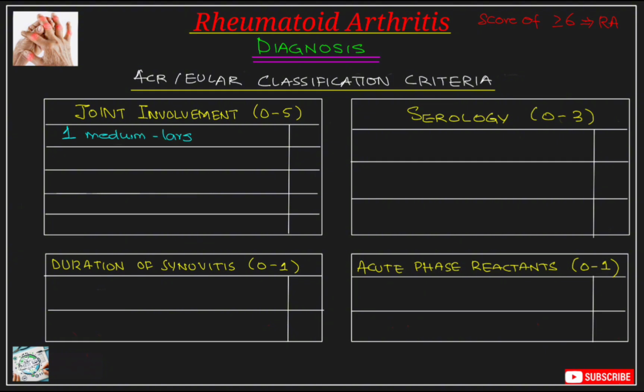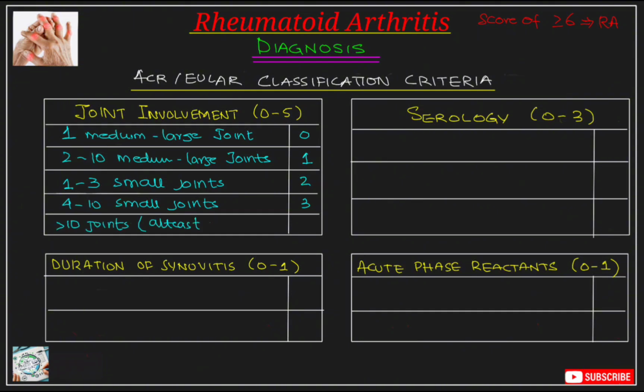If only one medium to large joint is involved, for example, just the knee, it is assigned 0 points. If 2 to 10 medium to large joints are involved, it is assigned 1 point. If 1 to 3 small joints, 2 points. And if 4 to 10 small joints are involved, it is assigned a value of 3 points. If more than 10 joints are involved, including at least one small joint, it is assigned a value of 5 points. This is important because rheumatoid arthritis typically affects the small joints, and widespread involvement increases the likelihood of the disease.